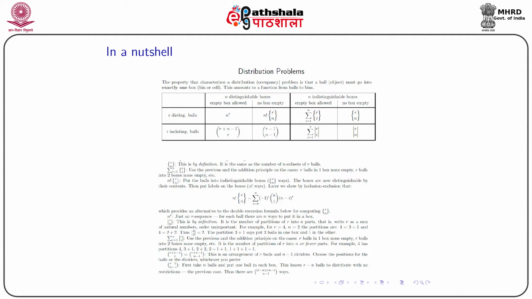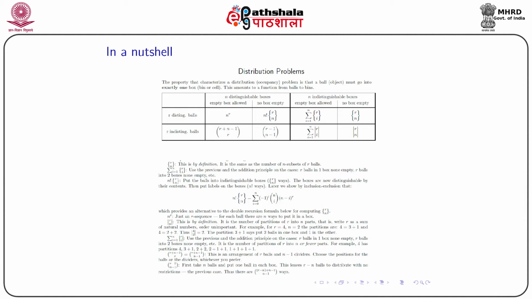So after considering all the possible arrangements between cells and balls, in a nutshell we can represent the problem in this slide. So we have the conditions: distinguishable balls or indistinguishable balls. Regarding the boxes, they are distinguishable boxes or indistinguishable boxes. So I am assuming first the simplest case, balls are distinguishable, boxes are also distinguishable. Now if we allow that a box may remain empty, then the total number of cases will be n to the power r.